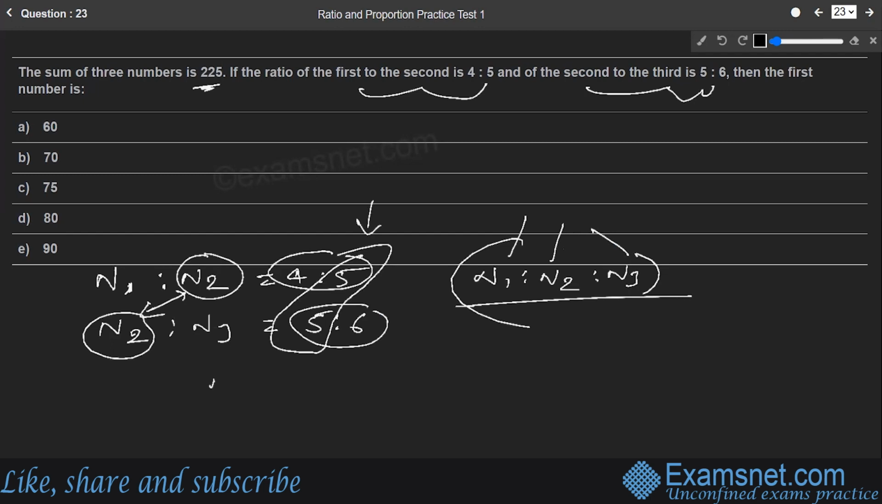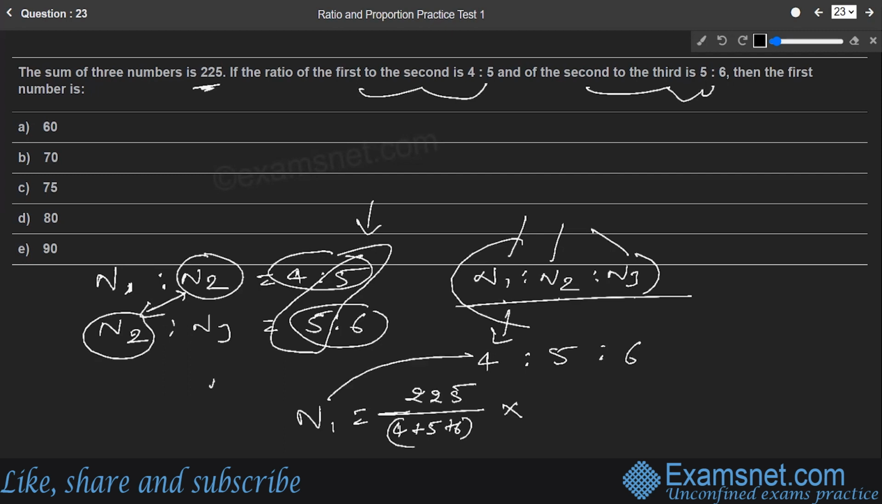So when I want to write n1 is to n2 is to n3, that can simply be 4 is to 5 is to 6 because 5 is common. So this is the ratio of n1 is to n2 is to n3. I'm supposed to know the first number. First number was n1. How can the first number be found out? The total sum of all those numbers, 225, divided by sum of the ratio terms, that is 4 plus 5 plus 6, into n1's corresponding ratio number, which is 4. So multiplied by 4.